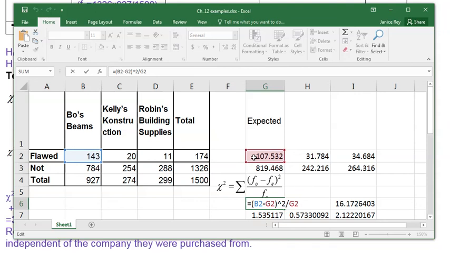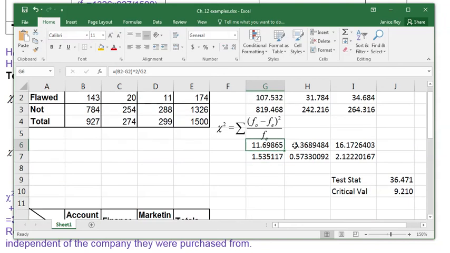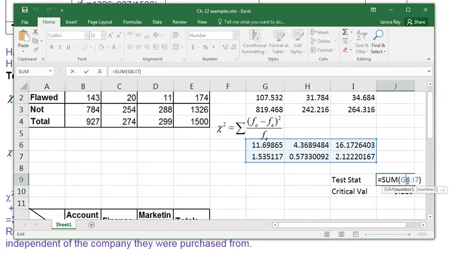Observed minus expected squared divided by expected. Since I'm repeating that over and over again, I can just take that calculation, copy, paste it over, and I can keep as many decimals as I want, right? So I've shown this with quite a few decimals. And then we can have our test statistic. The test statistic is the sum of all of those values.